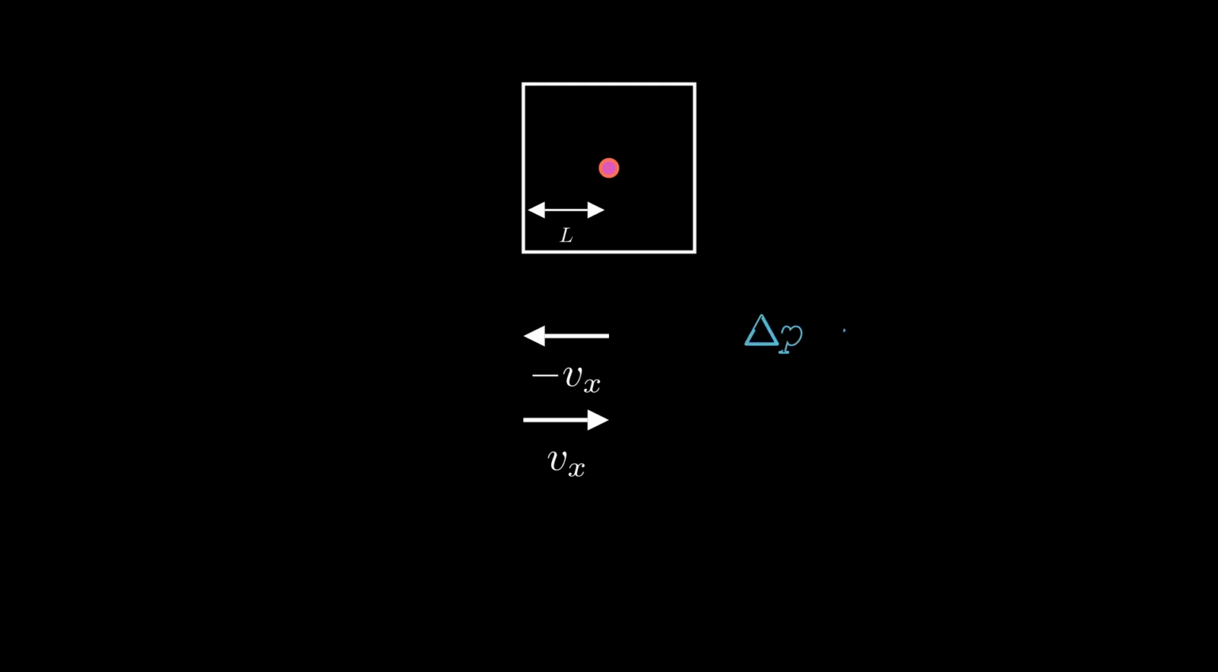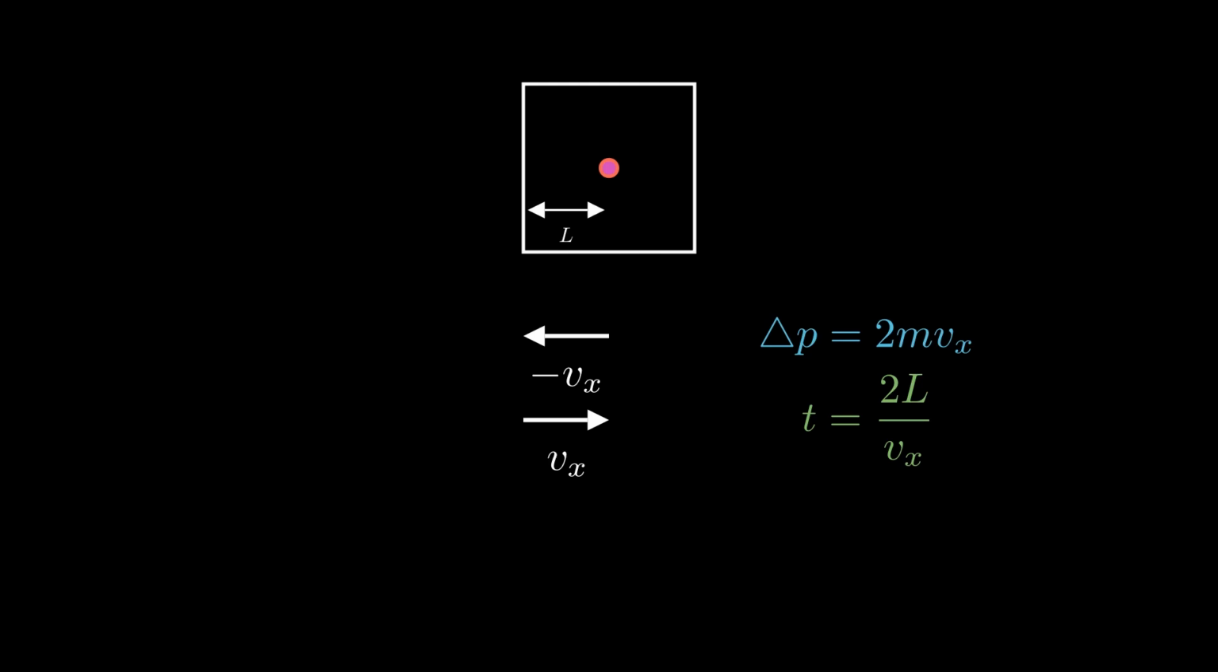We know that the change of momentum is the final momentum minus the initial momentum, which is mv_x minus negative mv_x. And after doing some simple algebra, it gives us 2mv_x. Now let's say that the time taken for the particle to complete this movement is t, and we know that the particle had traveled a total distance of 2L with the speed of v_x. Hence, t equals 2L over v_x.